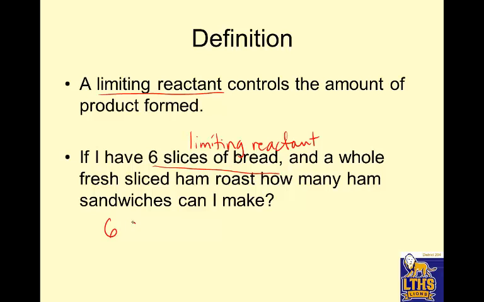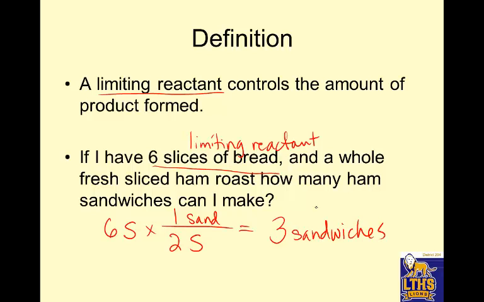So it's 6 slices of bread. You need 2 slices of bread for every 1 sandwich. Then that means you're going to get 3 sandwiches no matter what you do. If you have lots and lots of ham, you're only going to get 3 sandwiches. So here's what you're finding out. The reactant that gets used up is called the limiting reactant. The limiting reactant determines the maximum amount of product you can make. So you can make 3 sandwiches at most with 6 slices of bread. This is called a theoretical yield. In theory, I should get 3 sandwiches.